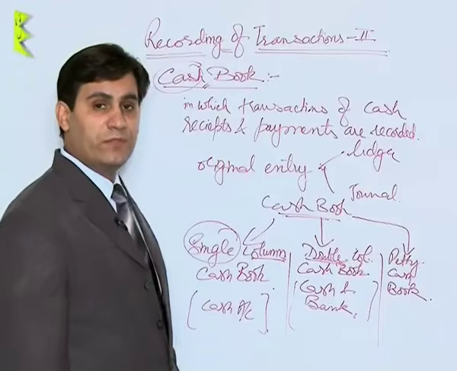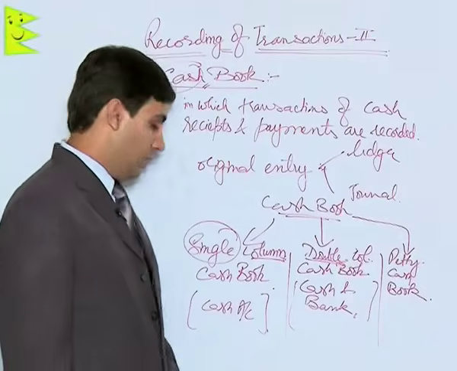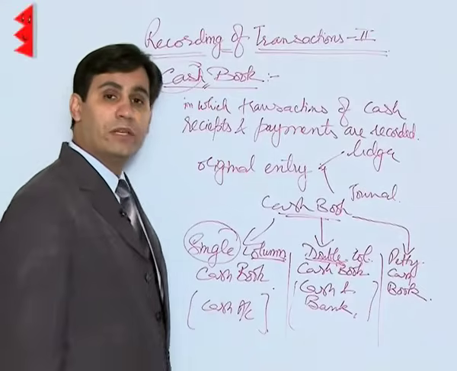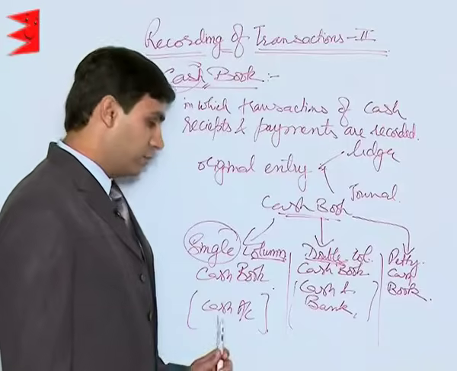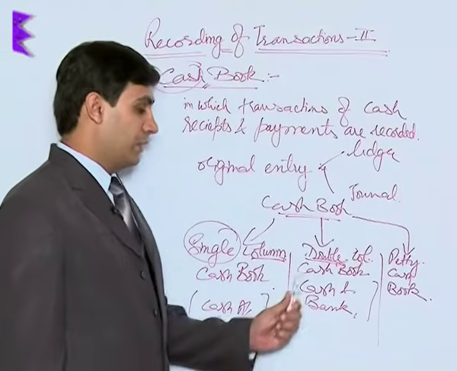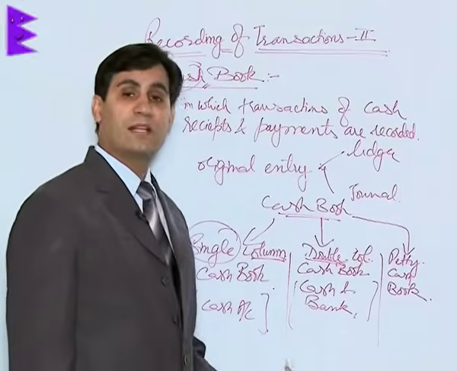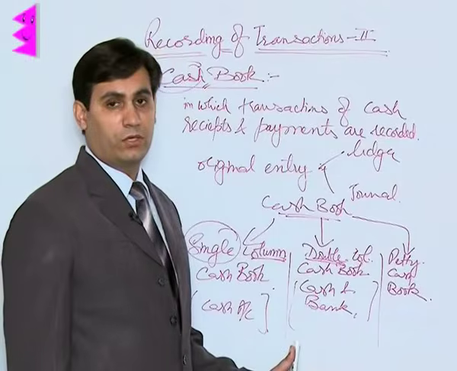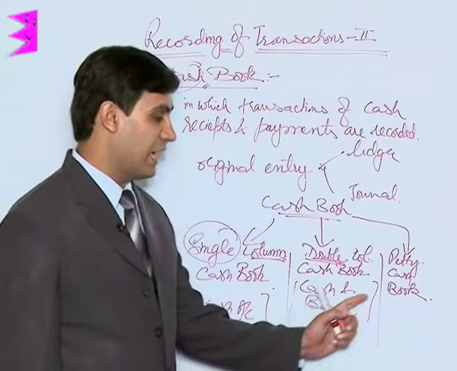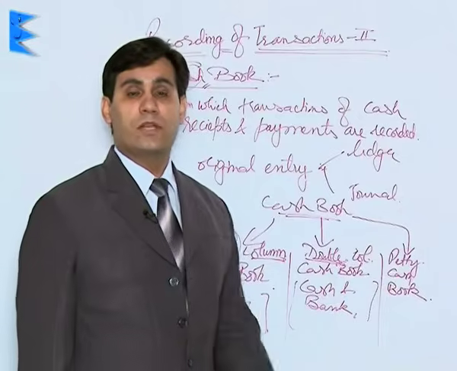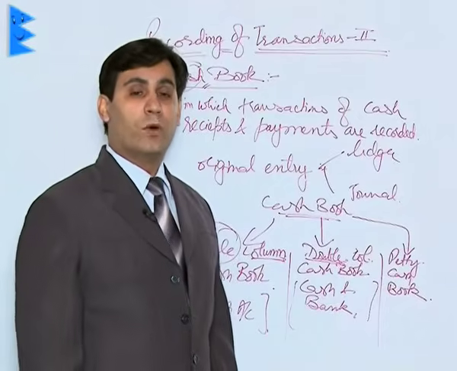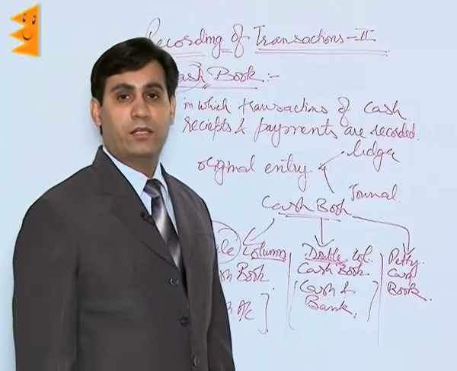So now there are three types of cash books that we will study in practical also. One is single column cash book, in which only the transactions related to cash are recorded. Then we have double column cash book, in which transactions related to cash and bank are recorded. And lastly, we have petty cash book, in which transactions of small nature, of petty nature, are recorded.